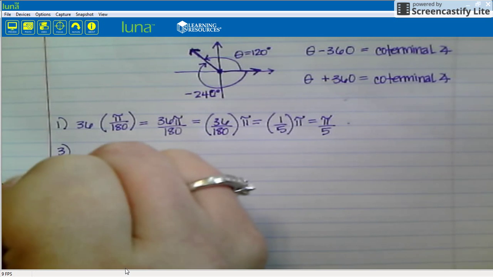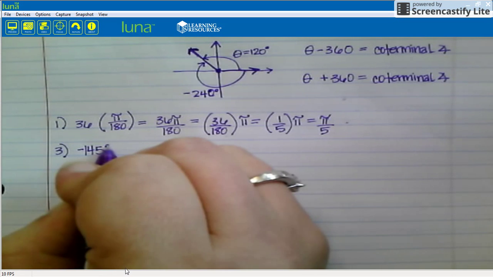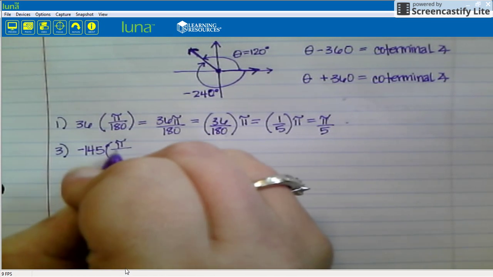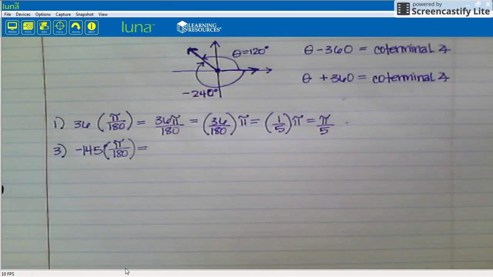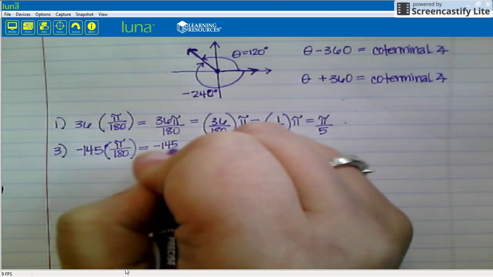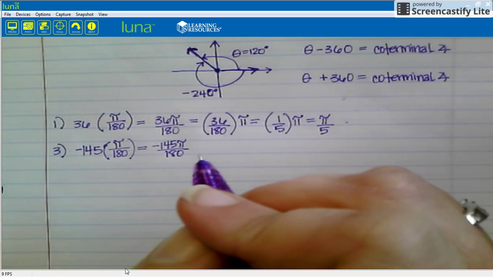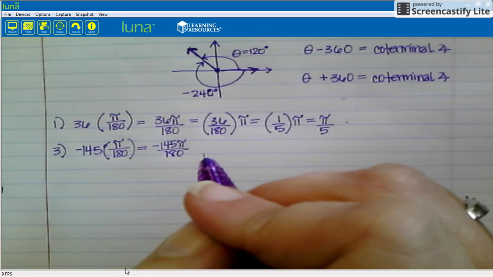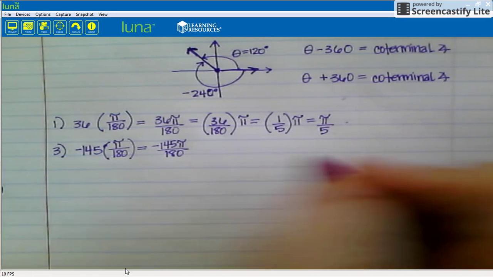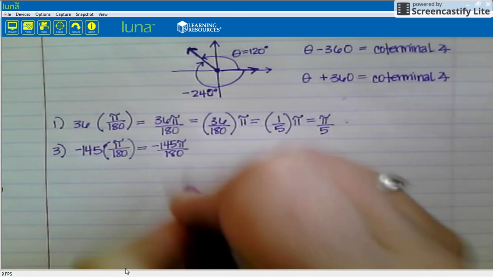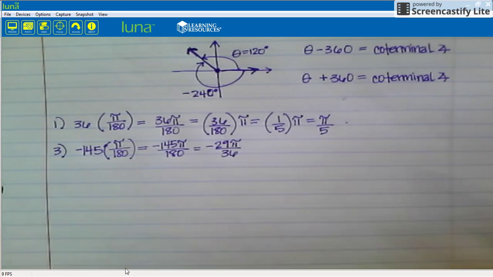The same thing for number 3. If I look at number 3, I have negative 145 degrees, and I'm going to convert that to radians, so I multiply it by pi over 180, and this gives me negative 145 pi over 180. And so however you go about reducing your fraction, again, whether you use the calculator or you use just the simple reduction method that you learned in elementary school, this is going to give you negative 29 pi over 36 as our radian measure.